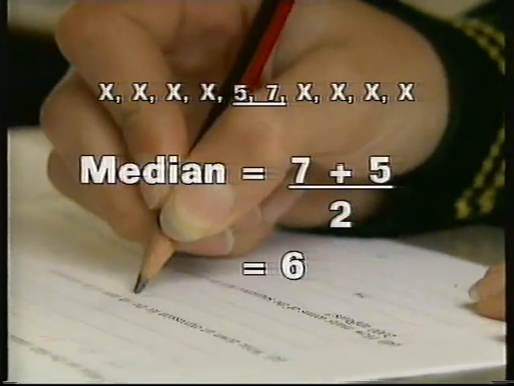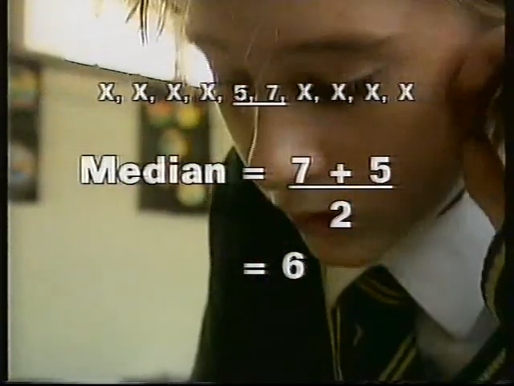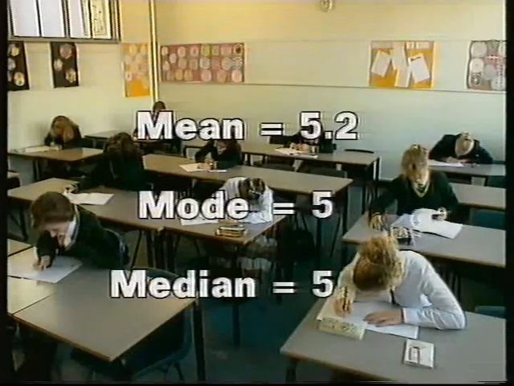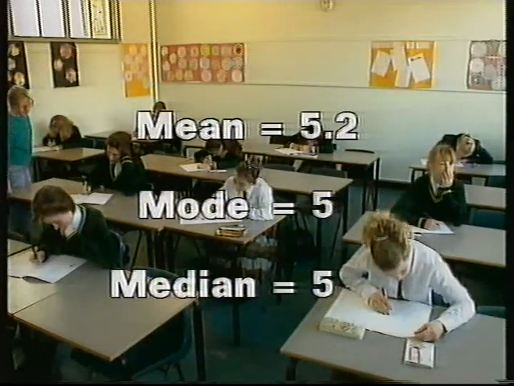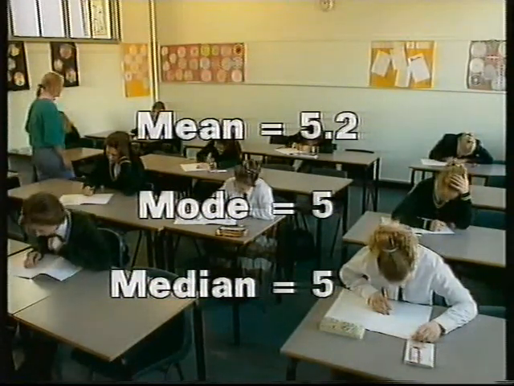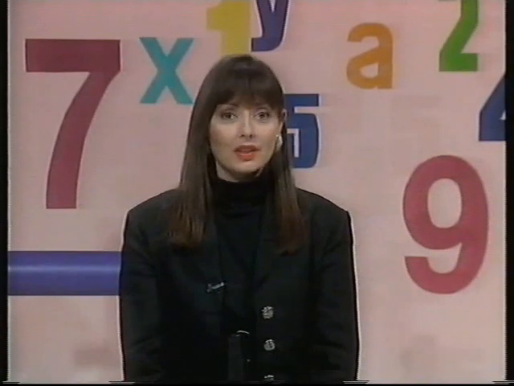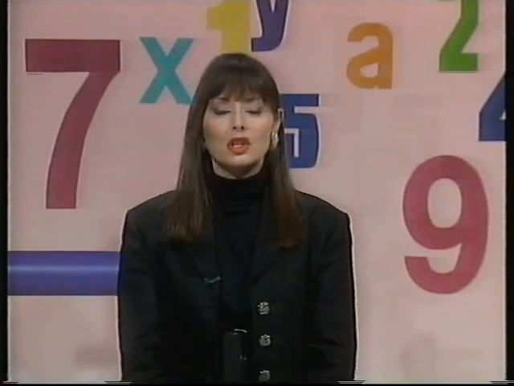However, if these middle values differ, say they had been 5 and 7, then you would take the middle of those, which would be 6. So we have one set of exam scores, but some different averages. A mean of 5.2, a mode of 5, and a median of 5. Because the mean, unlike the other averages, uses all the values, the mean is the average which gets used most often. Does this mean anything to you?